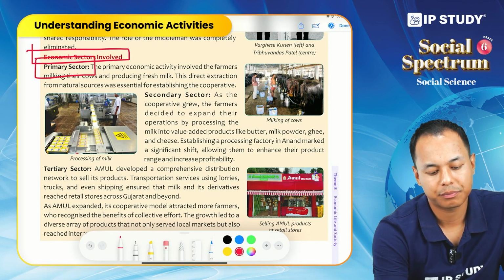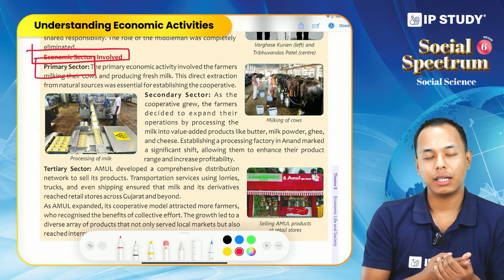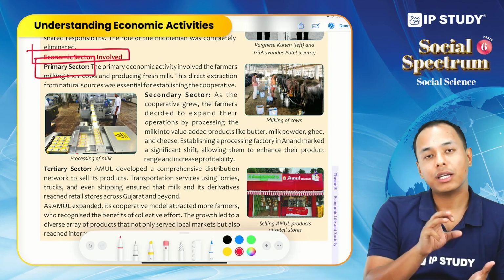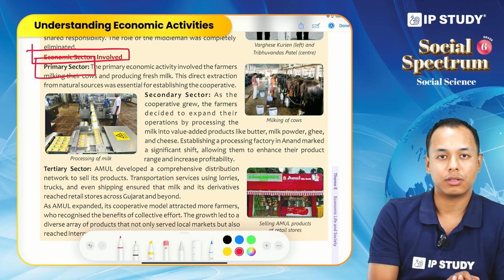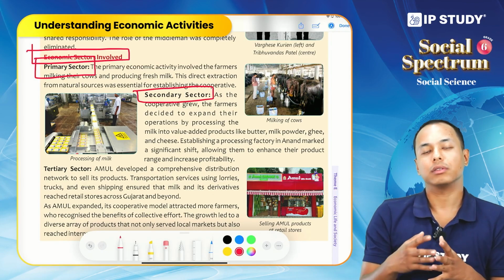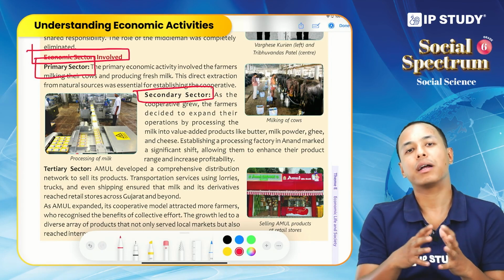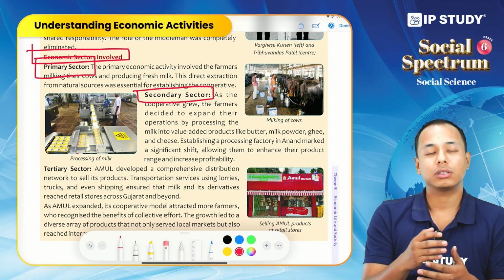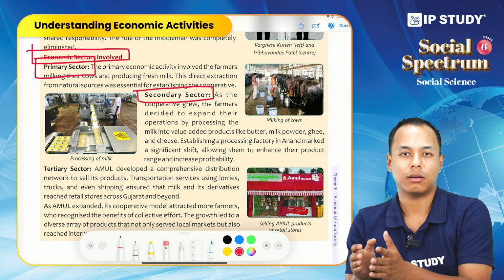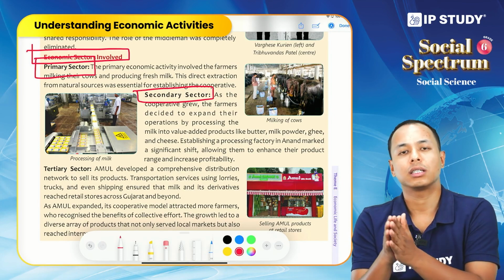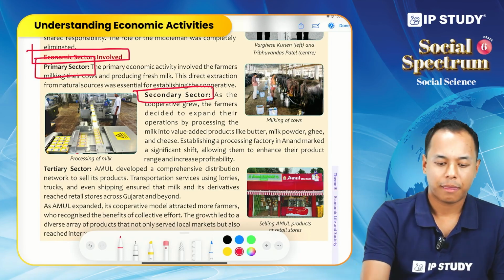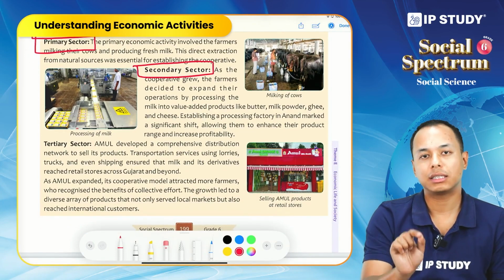Firstly, the primary sector. It involves economic activity like farmers raising cattle or cows and milking them. It involves direct extraction from natural sources. After that comes the secondary sector. Once the cooperative started earning a good amount of profit, it expanded its market. They not only started collecting milk, but also started transforming milk into different dairy products like butter, cheese, curd. That means value addition, or transformation of raw material into finished product. So this involved the secondary sector in the story of Amul.